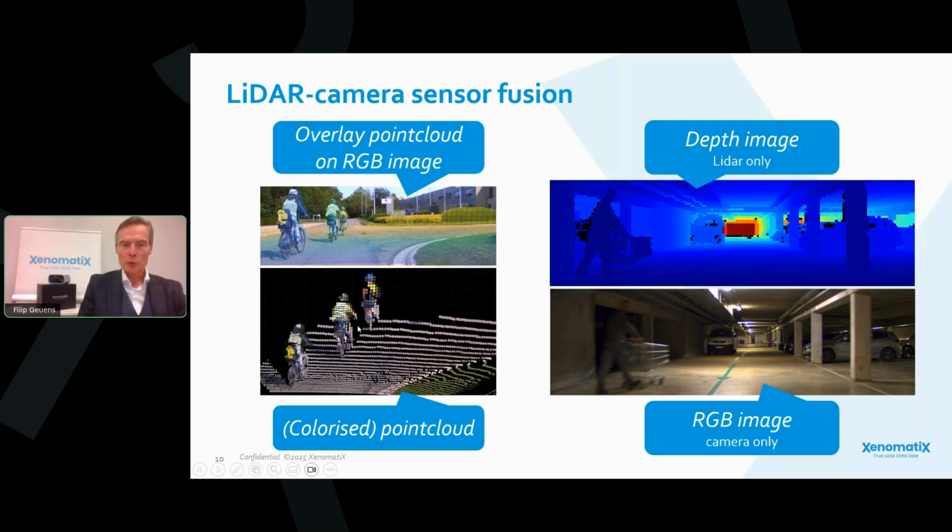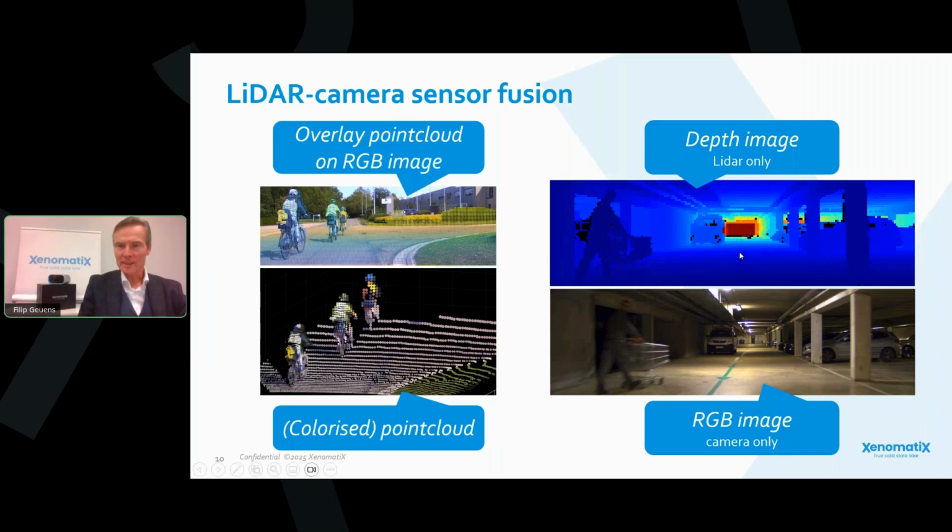You can also just use the point cloud. And there are different ways of coloring that point cloud. You can do color coding based on distance, on height, or you can do a color coding based on the camera image. So the blue helmet of the first cyclist is also visible in the point cloud simply because we take that color from the camera.